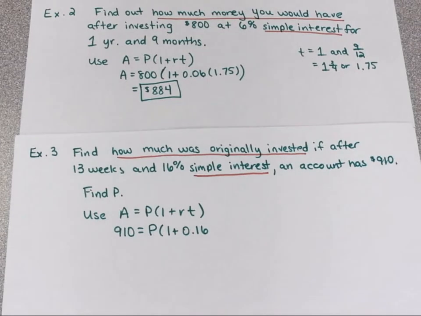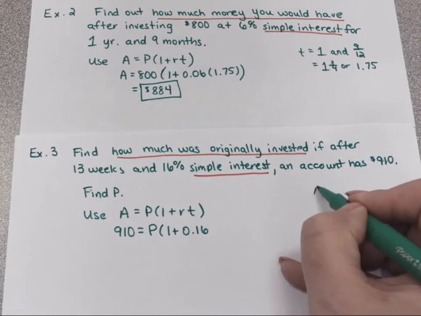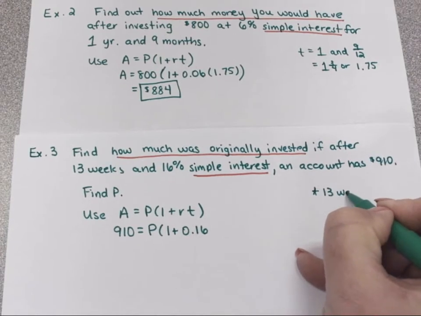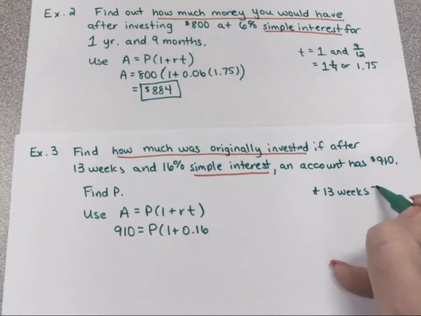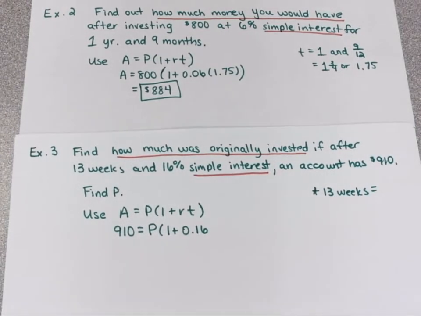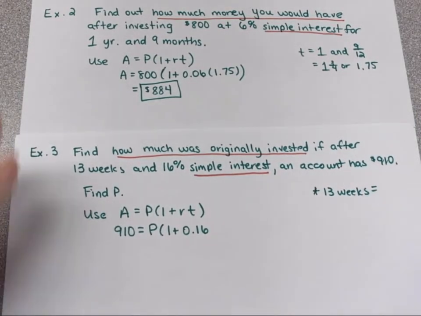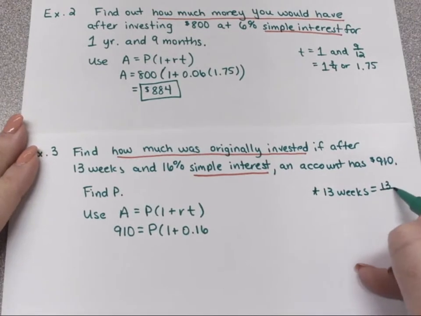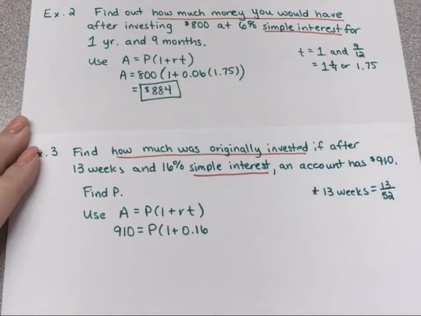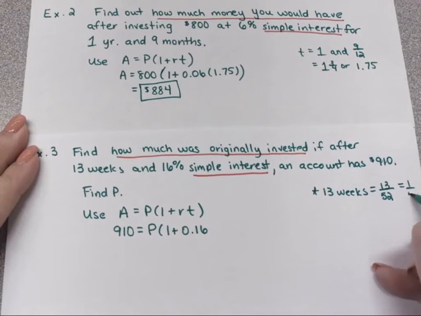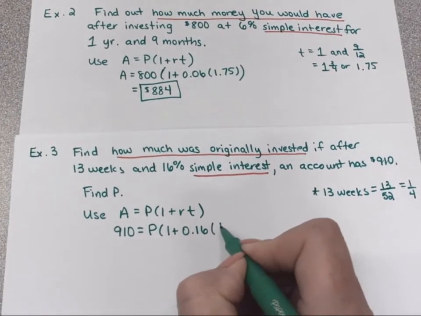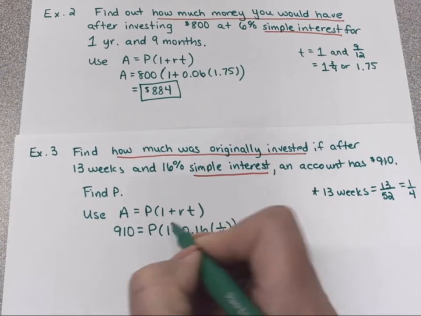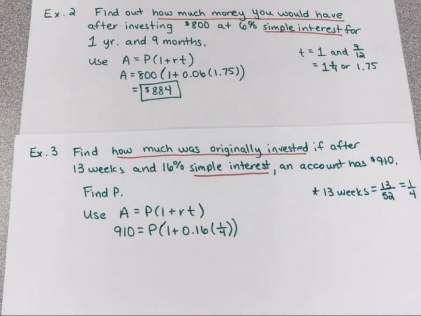But when we get to time, what do you notice? Time is a little janky on this one, right? So how do I quantify 13 weeks when I really need it to be in years? Well, you just have to know how many weeks are in a year. There's 52 weeks in a year, so 13 weeks would be 13 out of 52 of a full year, which does reduce to 1/4. Okay, so I could do 0.25, but I just want to show you what it looks like if you decide to use a fraction in the formula too.